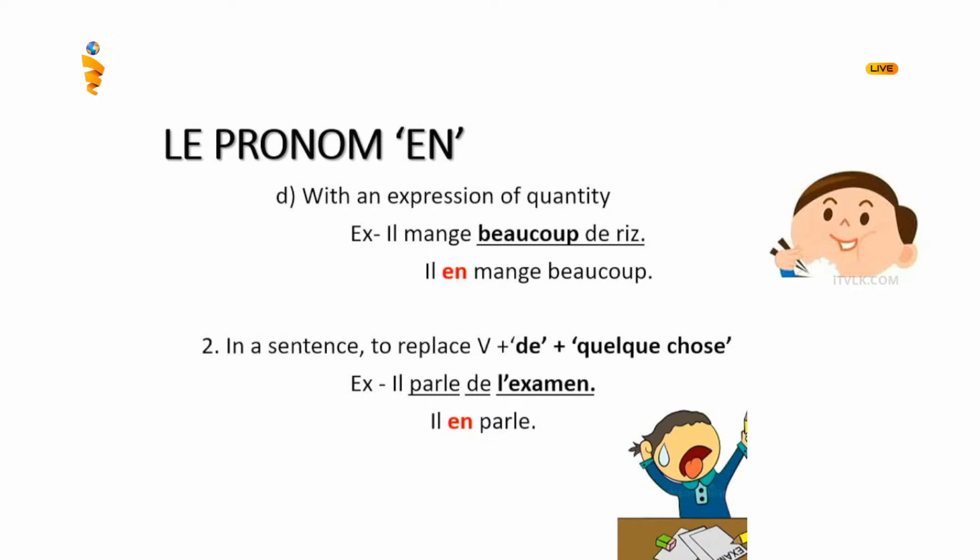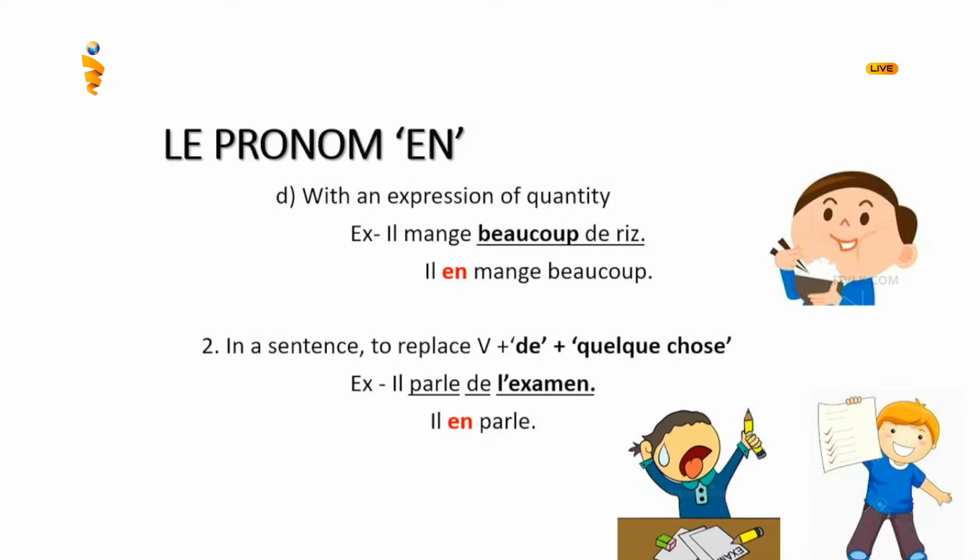The next instance where you can use the pronoun en is if you have a direct object in your sentence that consists of an expression of quantity. What is the meaning of that? An expression of quantity. For example, beaucoup de, un peu de, un litre de, un kilo de, un verre de, une tasse de.